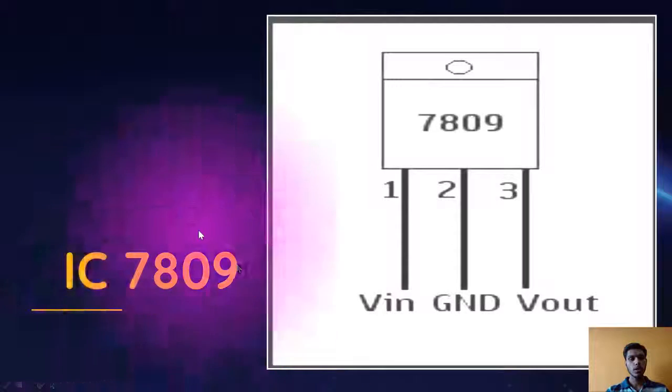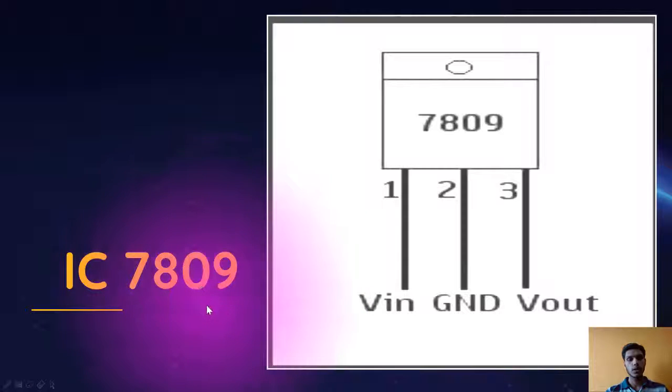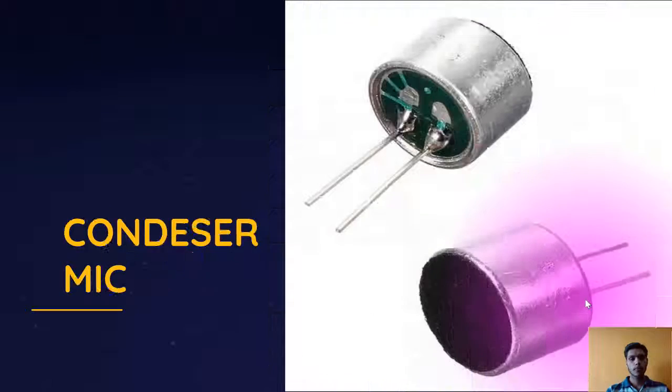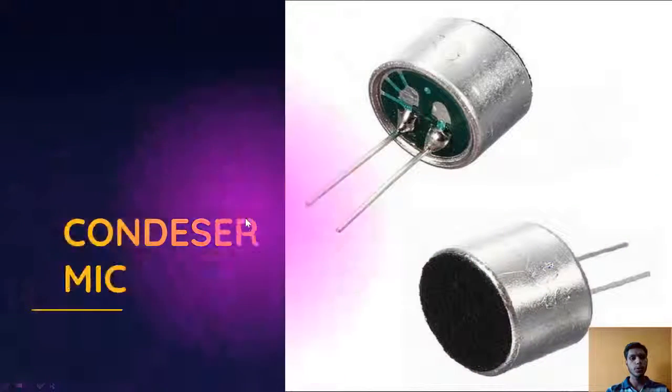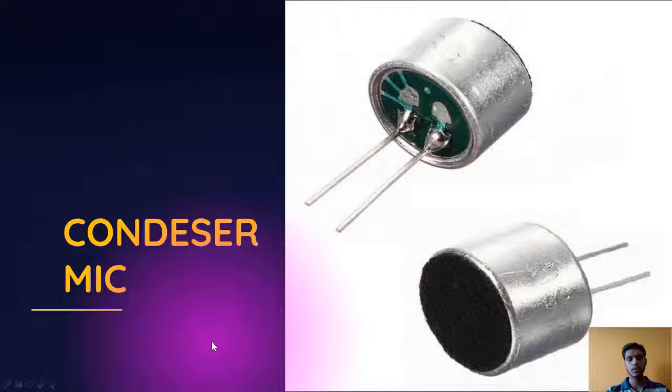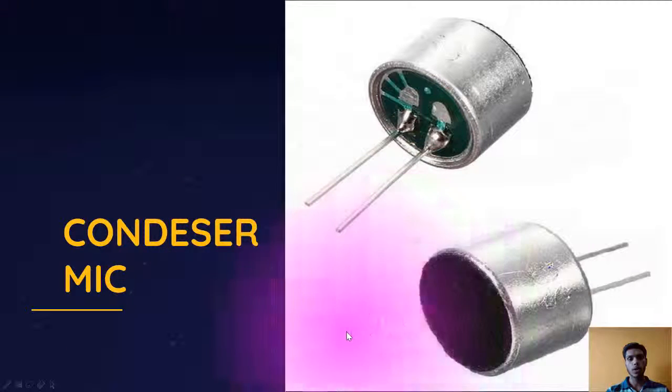Now, coming to the voltage regulator IC, that is 7809, which converts any power supply to a 9 volt DC supply. These are the three pins of the IC: V in, ground, and V out. At V out we get the 9 volt DC supply. Now we have used a condenser mic in the circuit. Whatever noise is produced by any human would be picked up by this condenser mic.